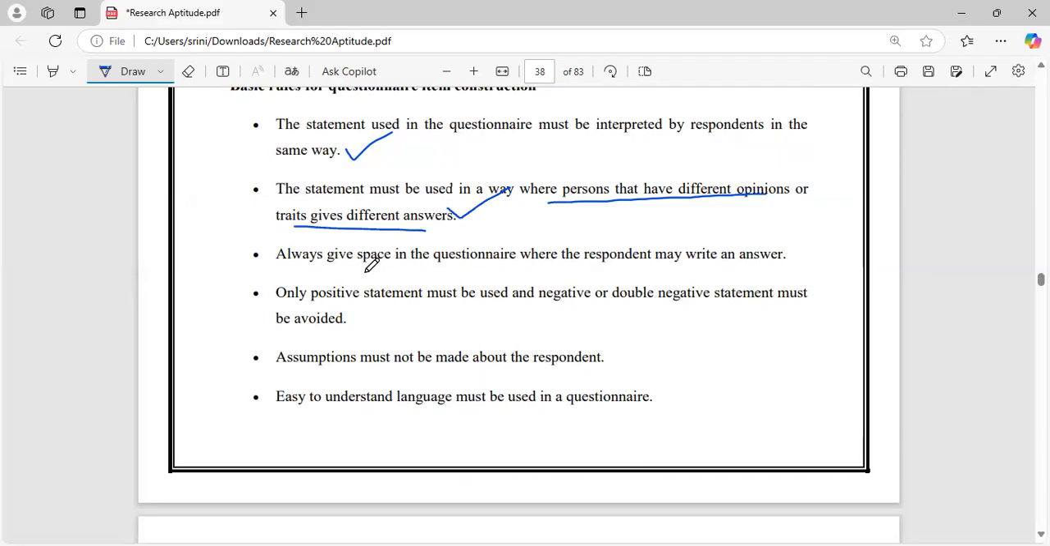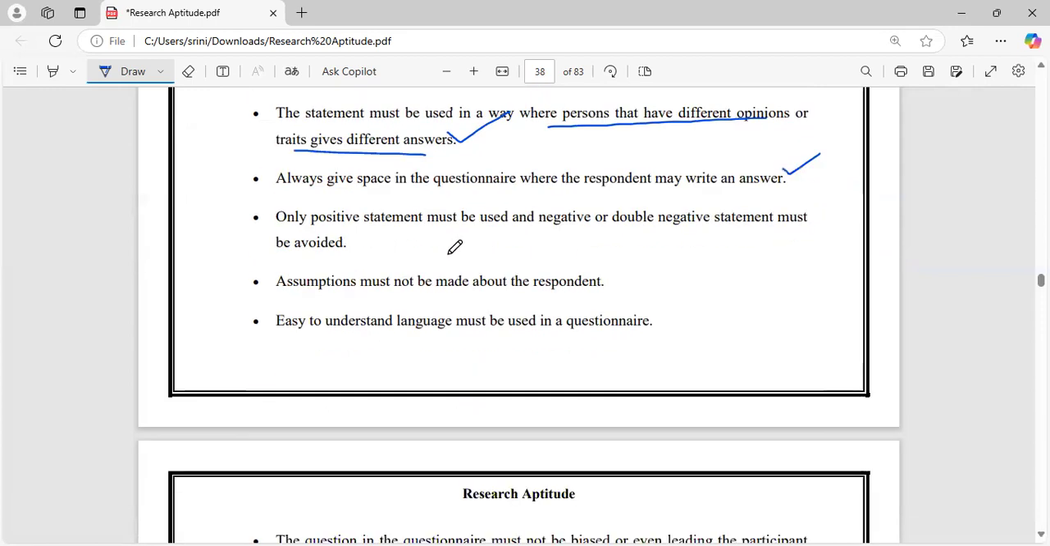Always give space in the questionnaire where the respondent may write an answer. We can give a box-like option. Only positive statements must be used; negative or double negative statements must be avoided. Assumptions are not to be made about the respondent. Easy to understand language must be used in questioning.